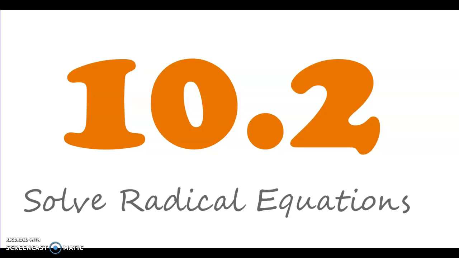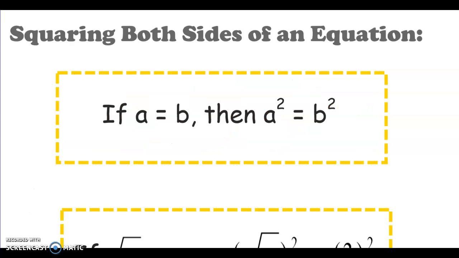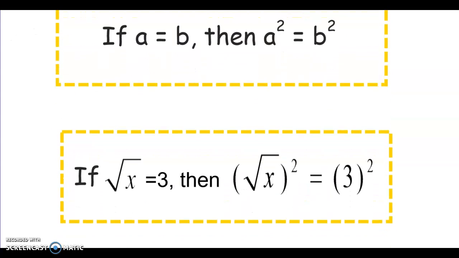Okay, 10.2, we are solving radical equations today. What we're going to end up doing is we're going to square both sides of the equation. So if a is equal to b, then a squared is also equal to b squared. We're not changing the equation at all.